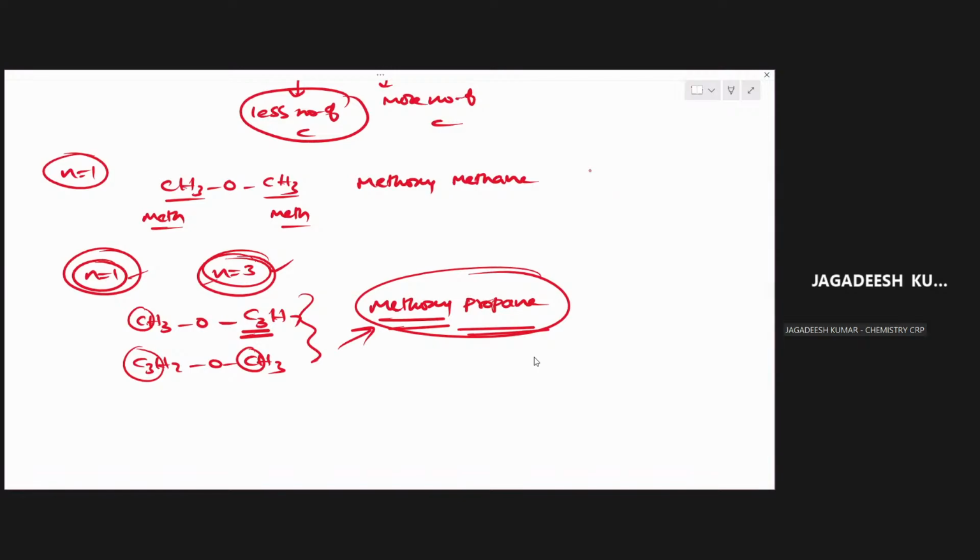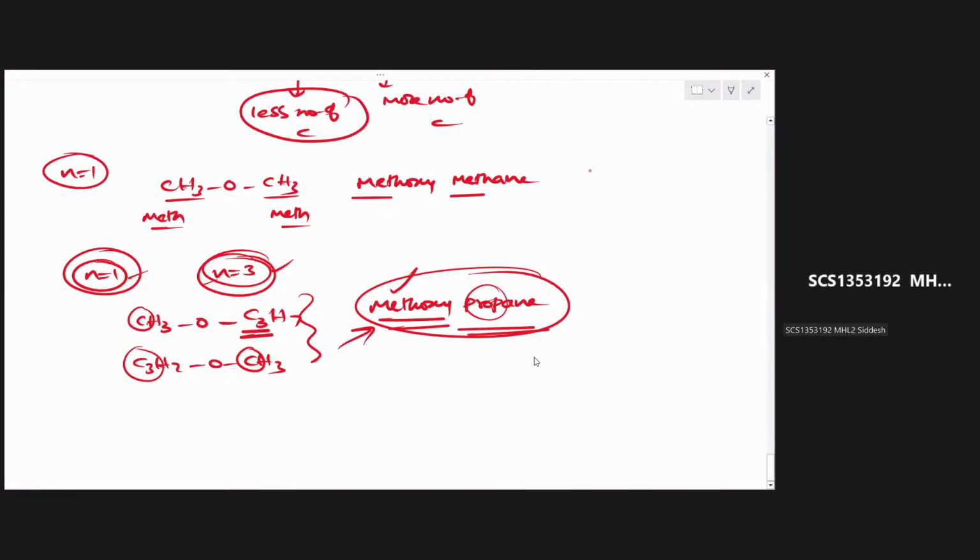If there are different numbers of carbons on both sides, how do you write the IUPAC name? Simple ethers contain both alkyl groups having the same number of carbons and the same root words. But if the root words are different, then in the first part you have to write the root word with less number of carbons, and in the second part, the root word with more number of carbons.